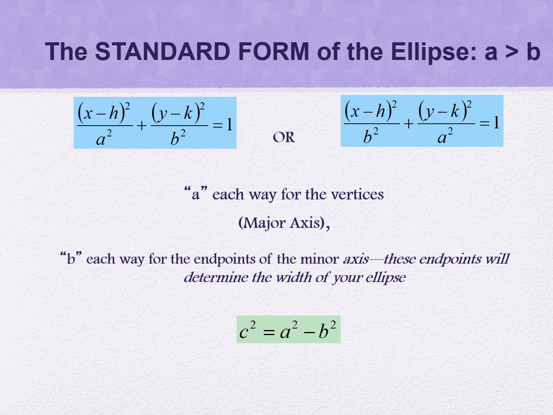A is the hypotenuse. So C squared is going to equal A squared minus B squared. So we're going to go C each way for our foci from the center. Everything moves from the center. And of course, it's along the major axis. Perfect.